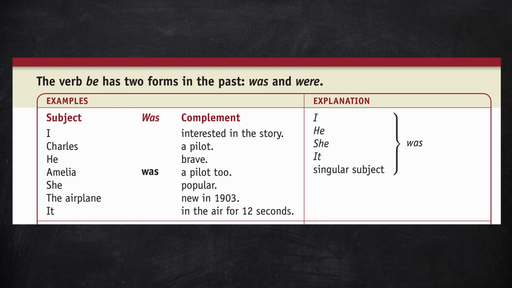The verb be has two forms in the past, was and were. For example, I can say I was interested in the story, or Charles was interested in the story, or Charles was a pilot, Charles was brave, Charles was a pilot too, Charles was popular, Charles was new in 1903, and Charles was in the air for 12 seconds.